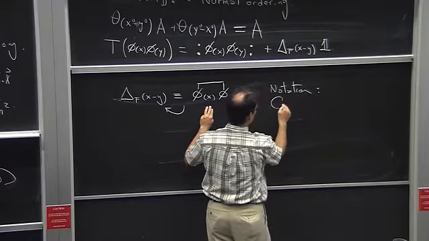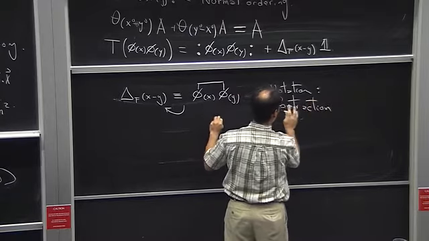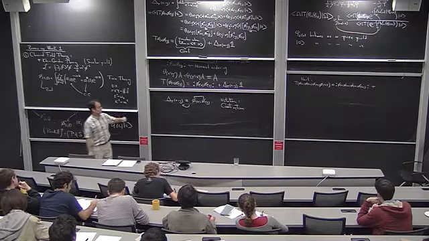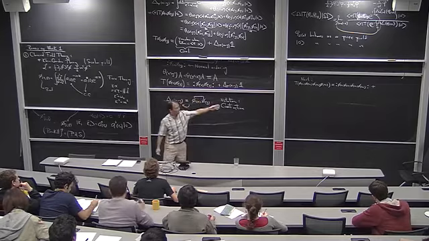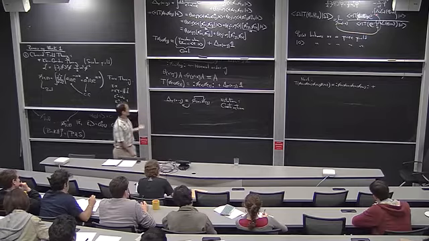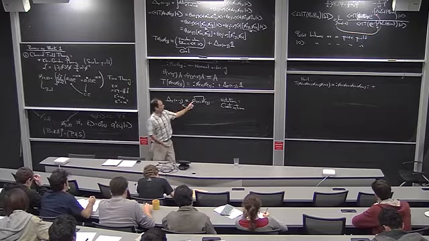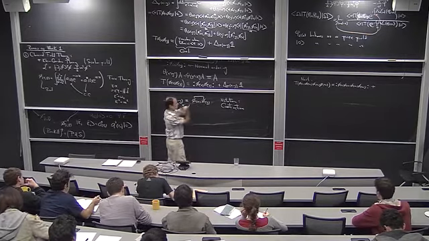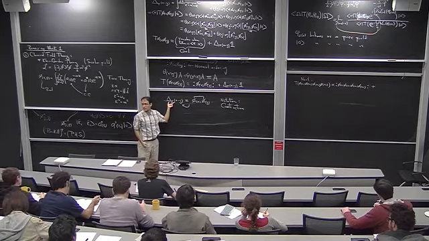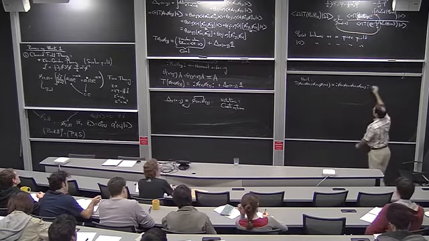And it has a name. It's called a contraction. And you're going to see right now why this is useful. Because if I didn't have this notation, I wouldn't even be able to remember what the answer is of that time ordering. So this is going to be very useful. Whenever you see this, you're supposed to remove these two operators and replace them by a propagator, by a Feynman propagator.